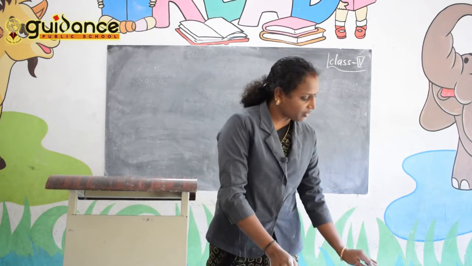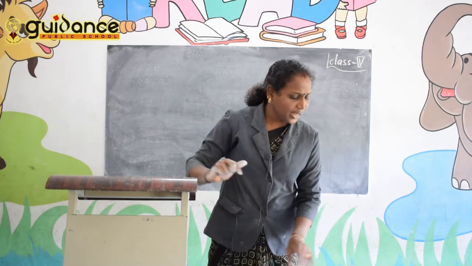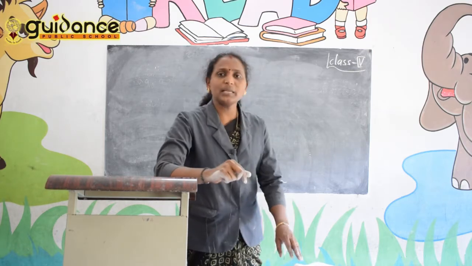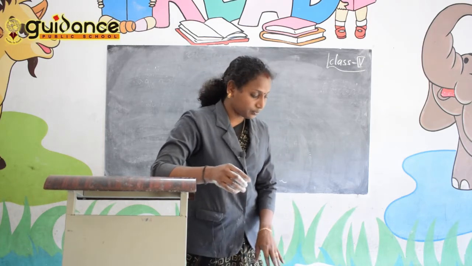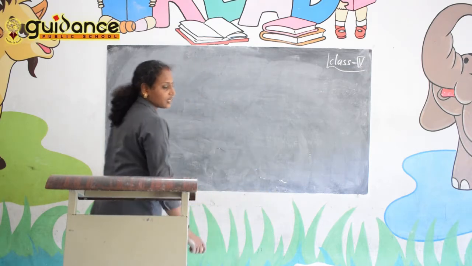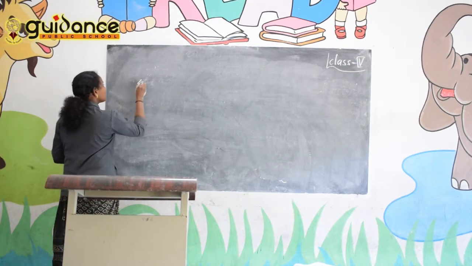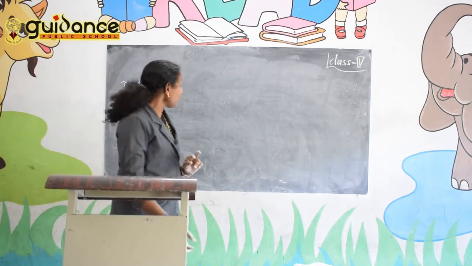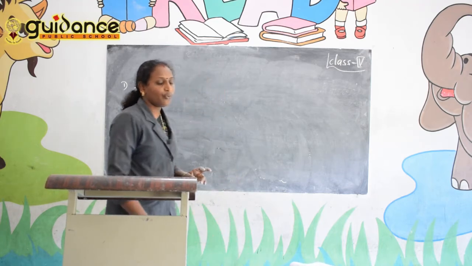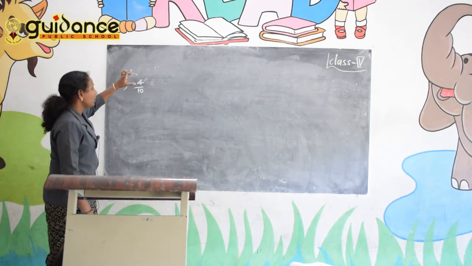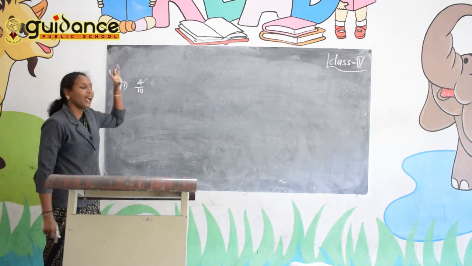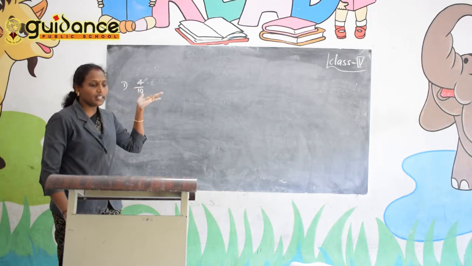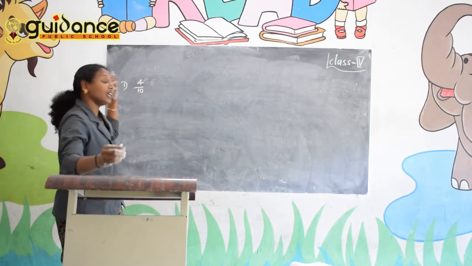Next, we will study writing decimal fractions in decimal form. Okay, first question, 4 by 10. Look at this: the numerator is 4 and the denominator is 10. So what is our question? We will find the decimal form of the fraction.